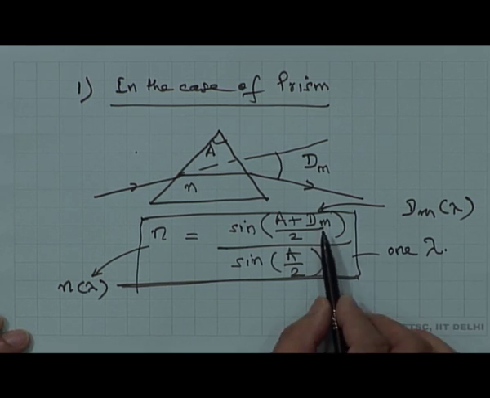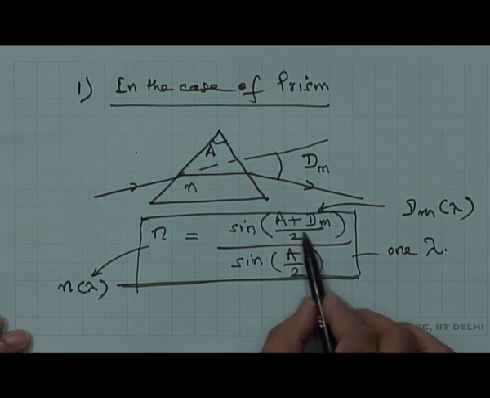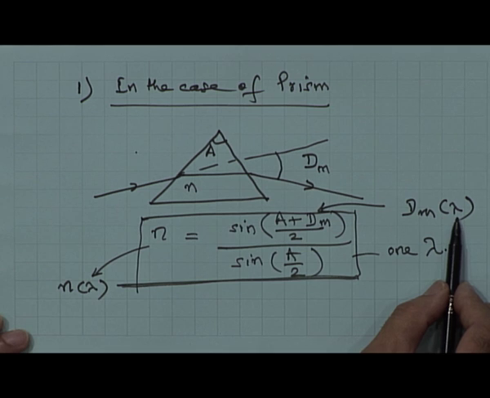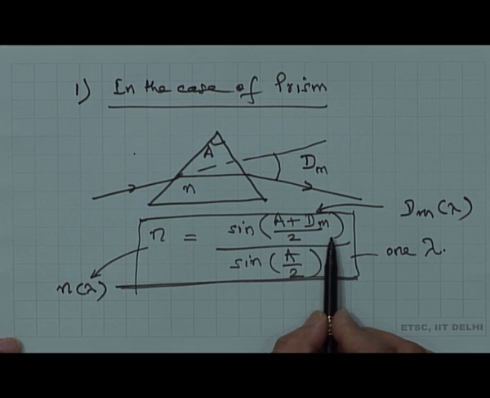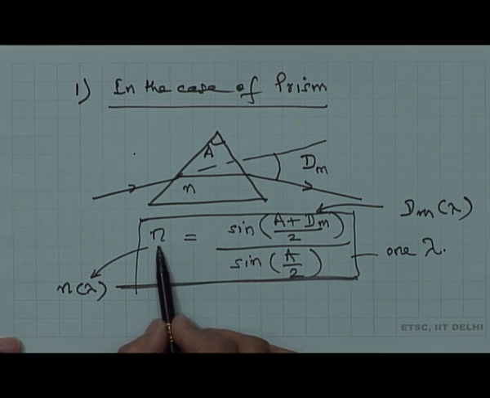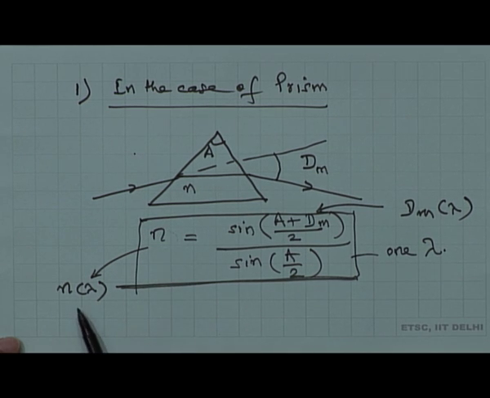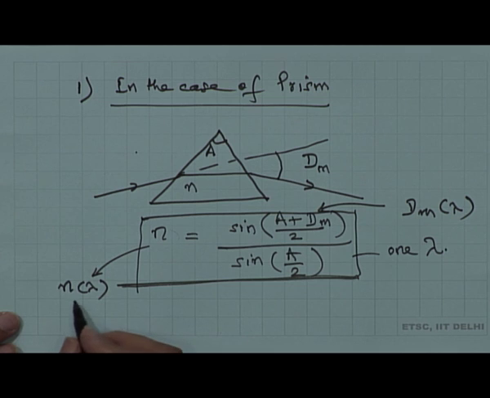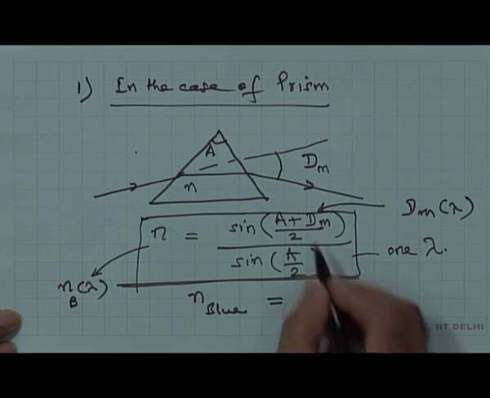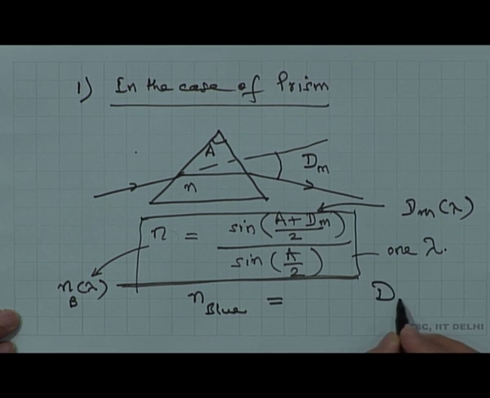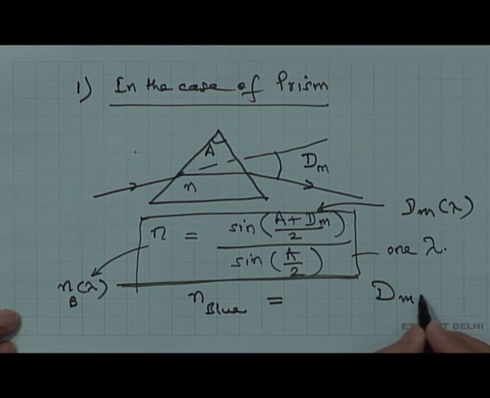In other words, if we measure the minimum deviation for a particular wavelength, that is for blue color or yellow color or red color, then we can determine the corresponding refractive index at that wavelength. So, if I measure D_m for blue, then I would get n_b, that is n of lambda for the blue color. So, n for the blue color will be equal to this if I measure D_m at blue.